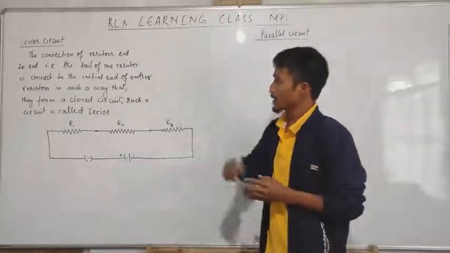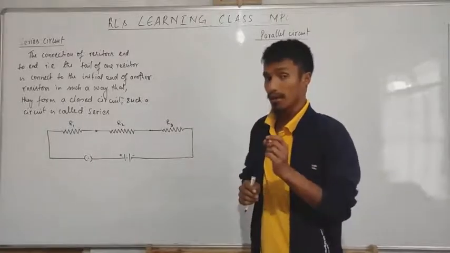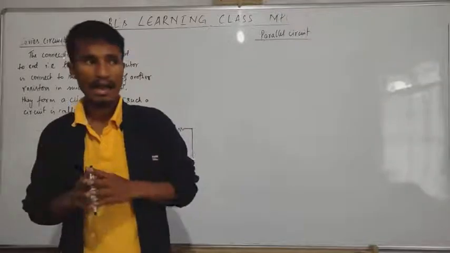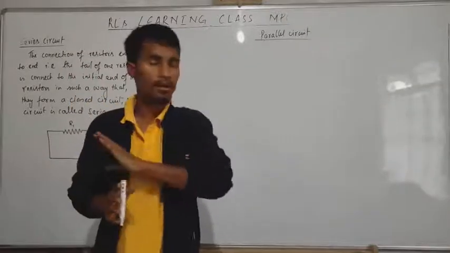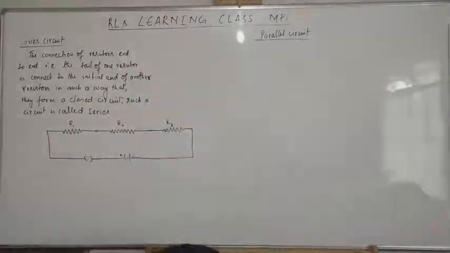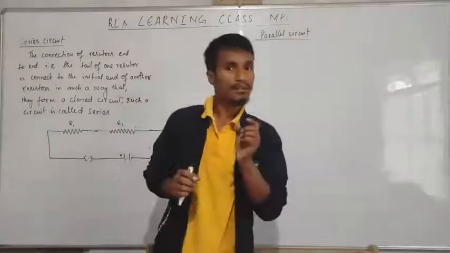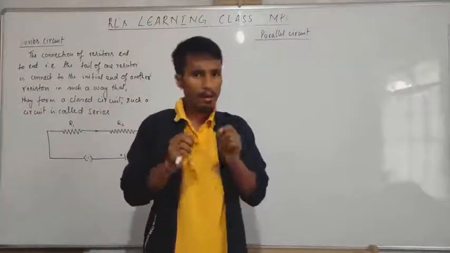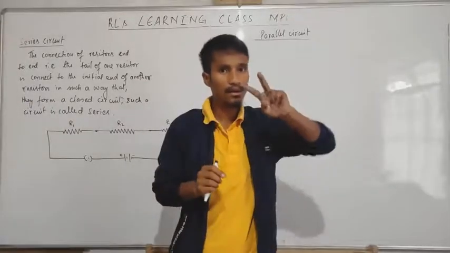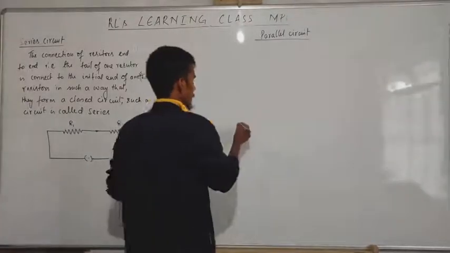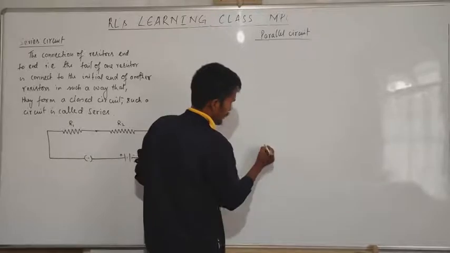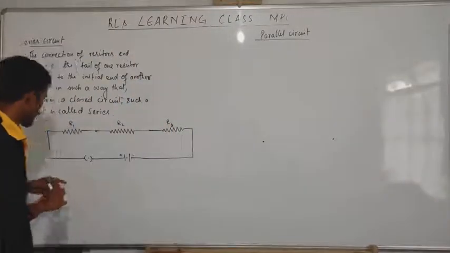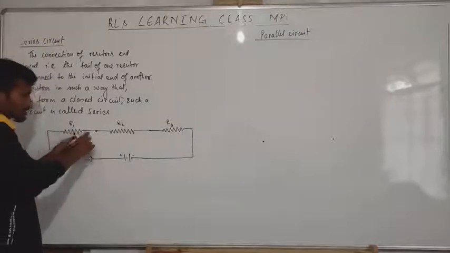You see here a connection of resistors end to end. But a parallel circuit means a connection of all the resistors, how many we don't know, 3 or 4 or 5 or how many, but in such a way that they are connected in only two common points. All the resistors are connected in only two common points. Okay, example I'll put here. There's one point here and one point here. Look here. This resistor is connected to this point.